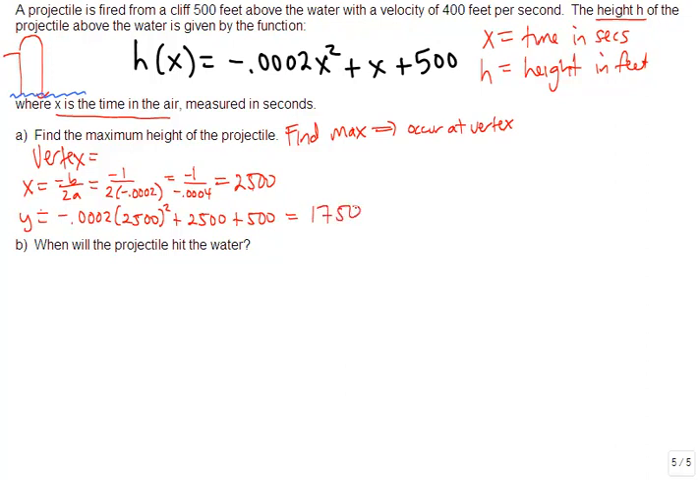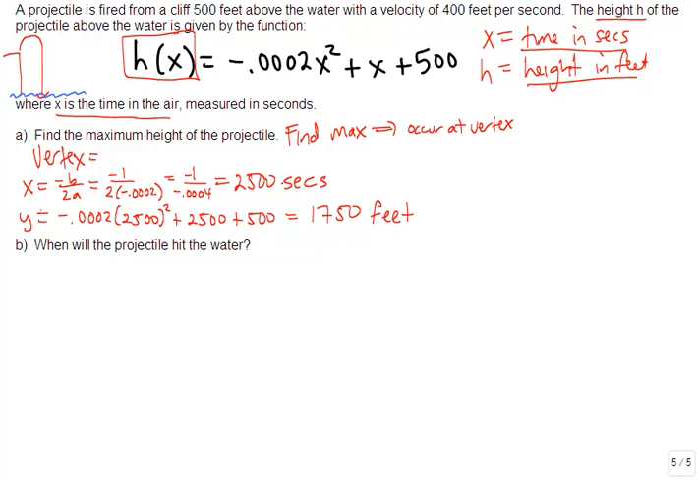Now, to decide which one of these is our answer, let's put some units on these. So remember that x was time in seconds. So this 2,500 was an x, so this is seconds. And remember that y here is actually what this function was equal to. So y is synonymous with this function notation h of x. So this 1,750 is actually h, and h is height measured in feet. So this is 1,750 feet.